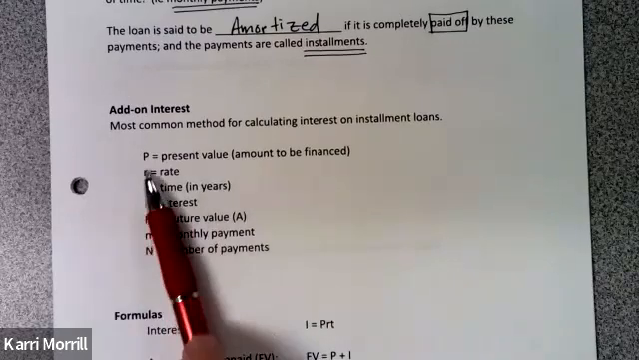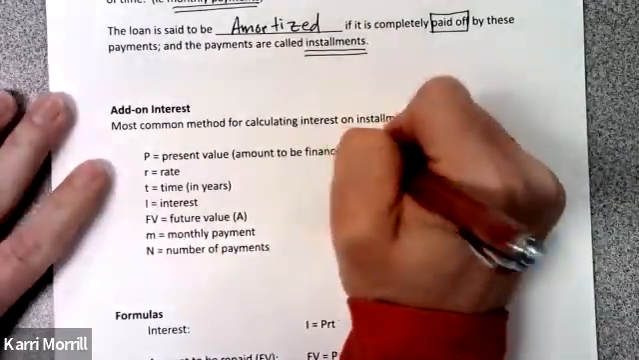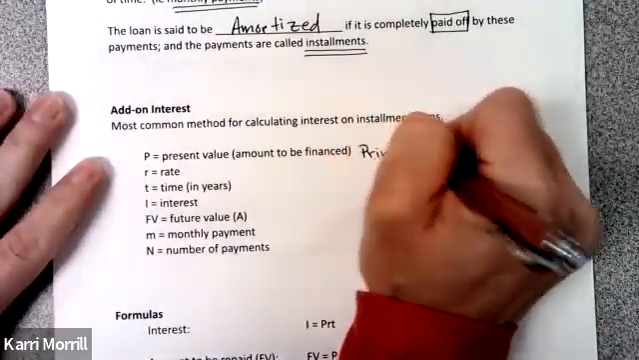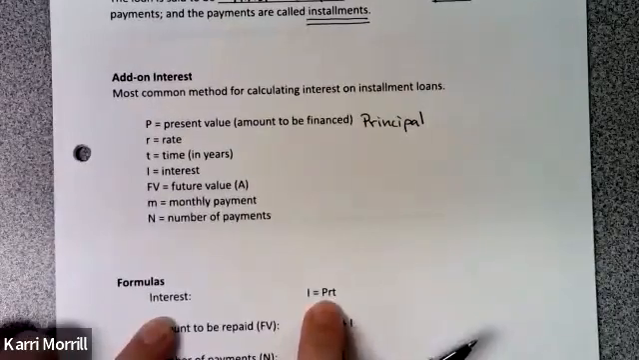Some things to know about letters, and we've already kind of seen some of them: your present value, or remember, a lot of times you think of it as principal, the amount to be financed, is the letter P. Your R is your rate. T is your time, still in years. So if they give you months, you have to make it a fraction. If they give you days, you have to make it a fraction out of 360 days. And then I is your interest. So that goes right back to this formula right here.